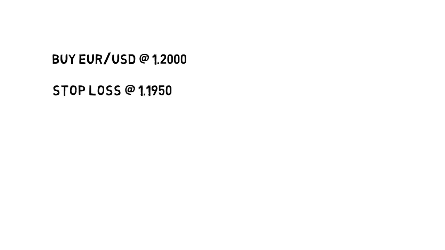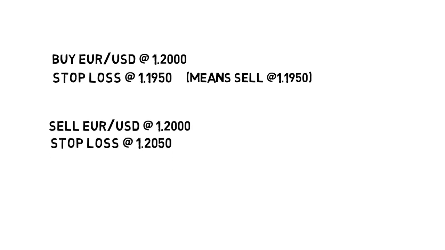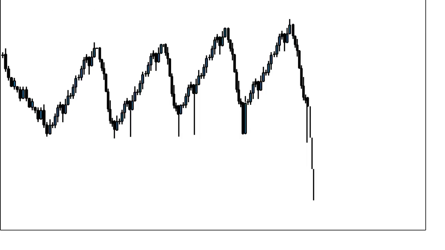When you buy a currency pair, the only way to get out of this trade is to sell it back to the market. The reverse is true when you go short on a pair. When you have sold the currency pair, the only way to get out of the market is by buying.